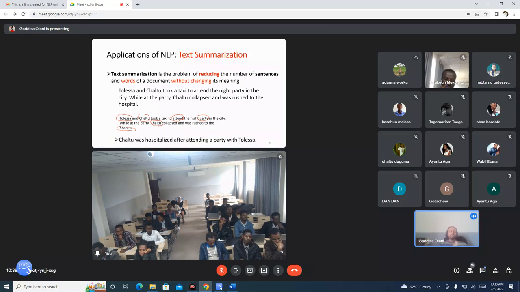Because the pre-processing is very important in any NLP tasks. Spell checking, part of speech tagging, named entity recognition.